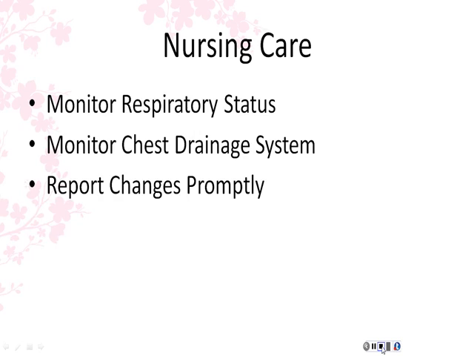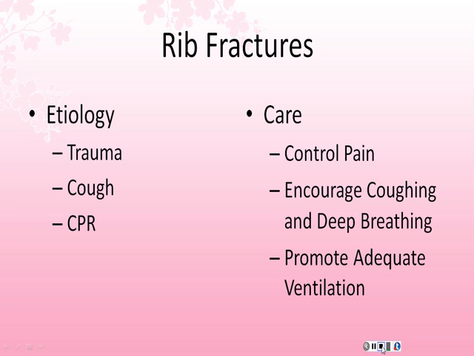So rib fractures: the etiology can be trauma or cough, especially with people that have osteoporosis or cancer. Also can be caused by CPR. They can be very painful and prevent the patient from taking deep breaths or coughing effectively, which can cause atelectasis and pneumonia. And as mentioned, broken ribs can also cause pneumothorax by damaging the lungs. In addition, they can damage any of the underlying organs. So really for care, we want to control pain, encourage coughing and deep breathing, and then promote adequate ventilation.